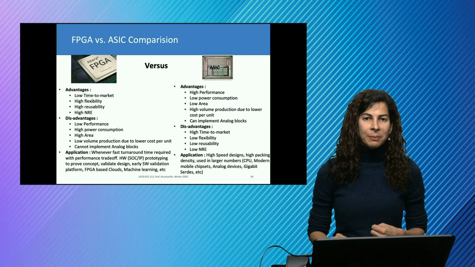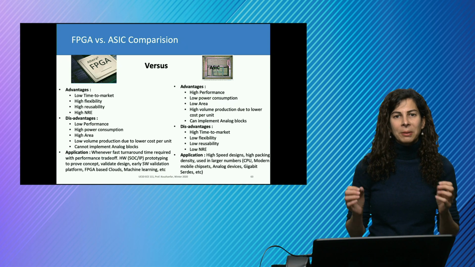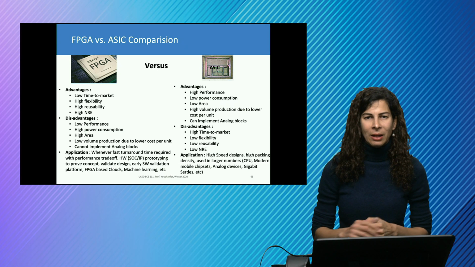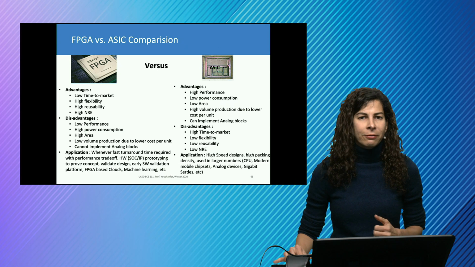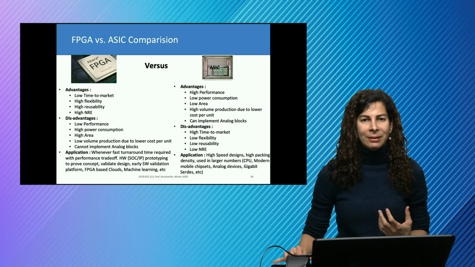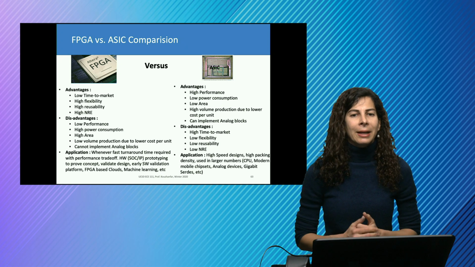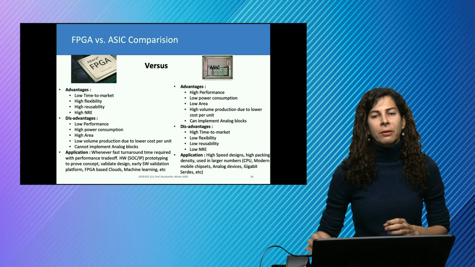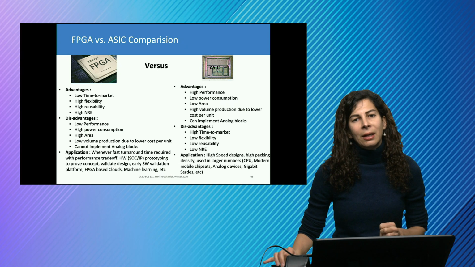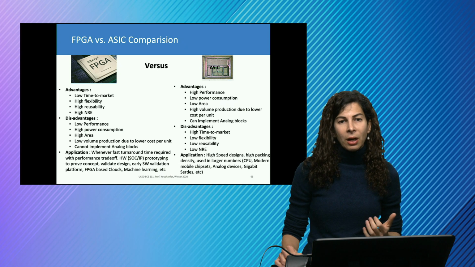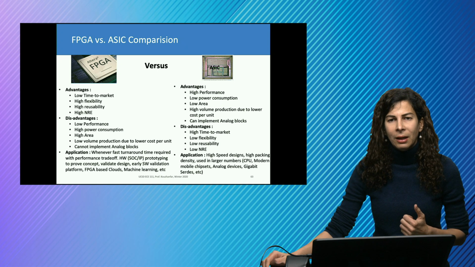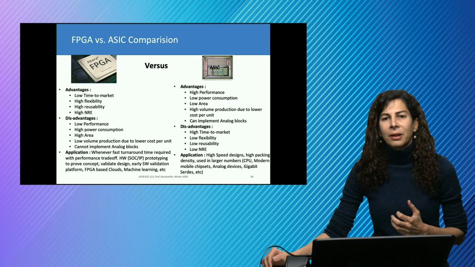Last but not least, here I'm just putting some key points for FPGA versus ASIC comparison. The advantage of FPGA is that it has a lower time to market. We don't have to go through that fabrication. It has a much higher flexibility and reusability, but the non-recurring engineering cost is higher here.